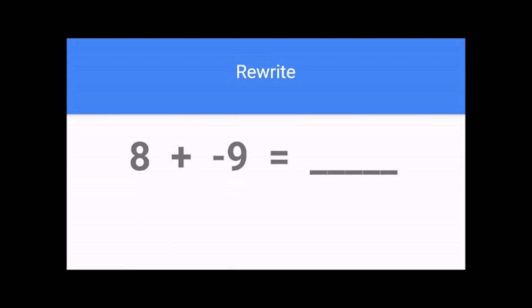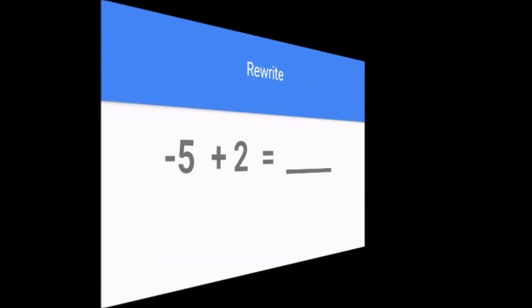Okay, next one. Rewrite this. I don't want the answer. 8 plus negative 9. I don't want those two signs, plus and the negative. I just want one sign there. So 8 plus negative 9. We know what the answer would be. The answer would be negative 1.